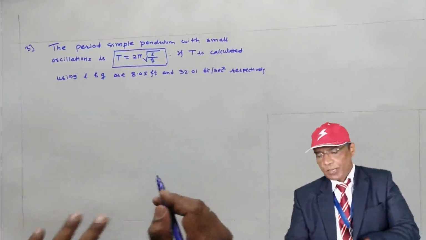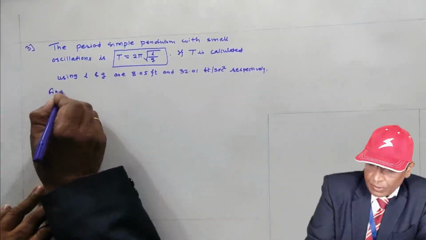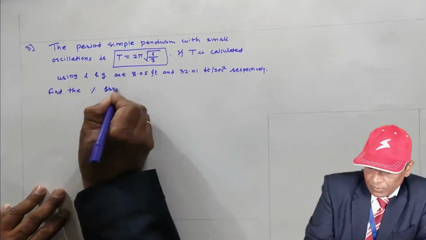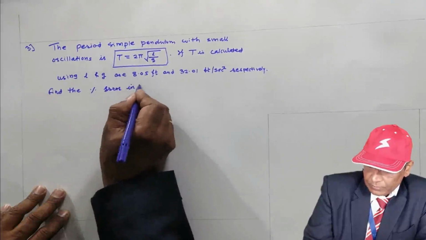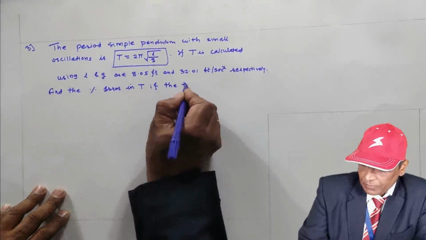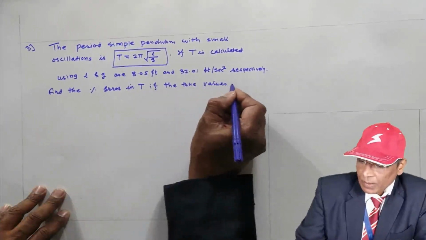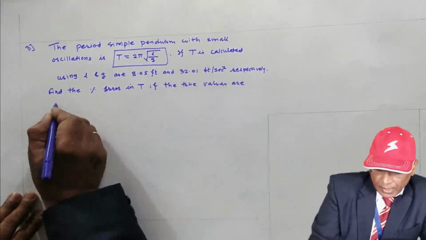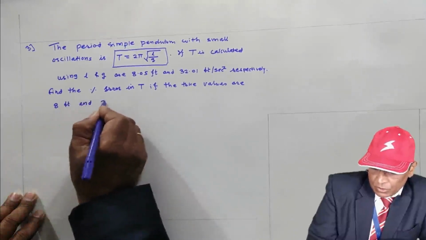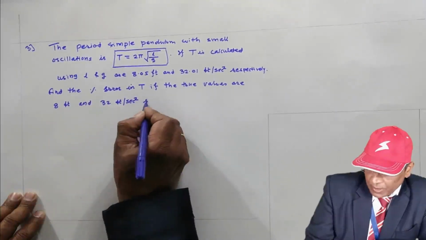Okay, I will be explaining once again respectively. Find the percentage error in T if the true values are 8 feet and 32 feet per second square respectively.